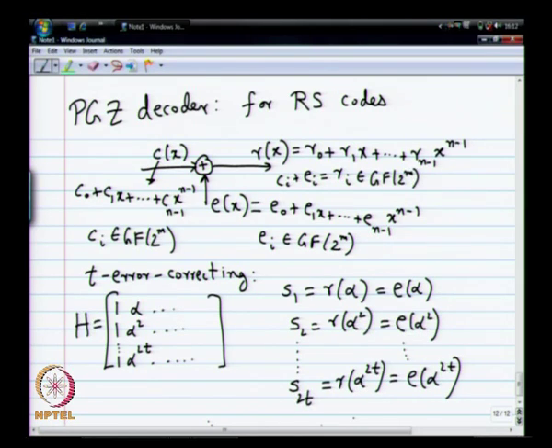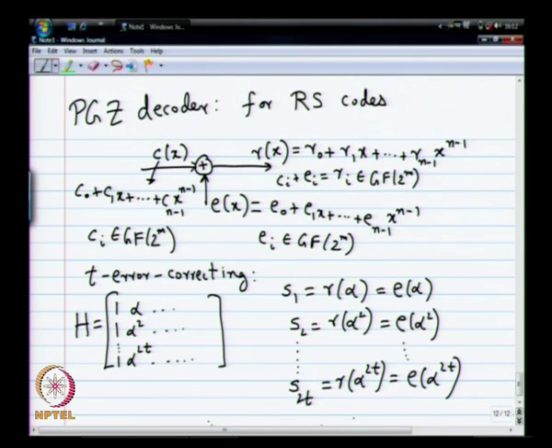Okay. So we will now have to make a bounded distance assumption on the error vector. We will have to say I have a T error correcting code, so around my received word, I will only look at vectors that are at distance T or lesser away. What does that mean for E of x? E of x has less than or equal to T terms.